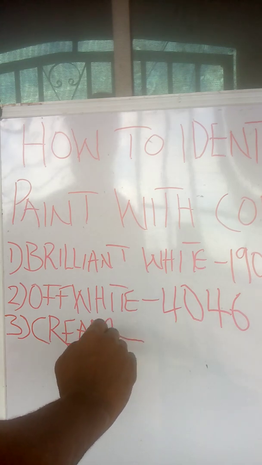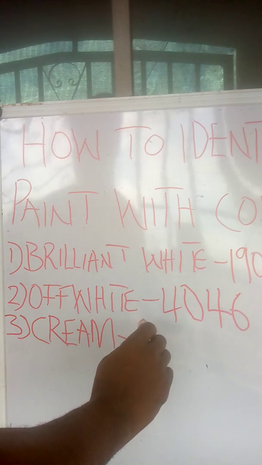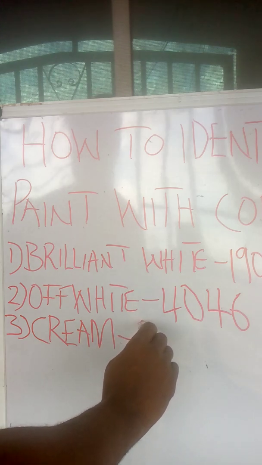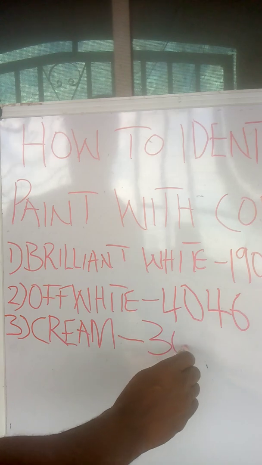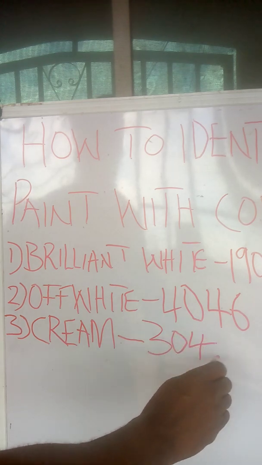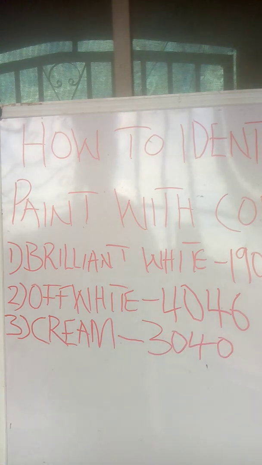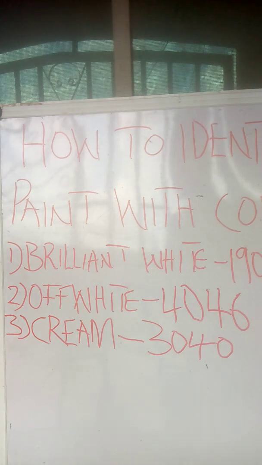So the light cream, you either call it light cream, which is 30, 40. Light cream, this is 30, 40. Later we'll move to the deep cream. This one is the lighter form of cream. And the cream is just like, when you see it with your eyes, you feel it is yellow.